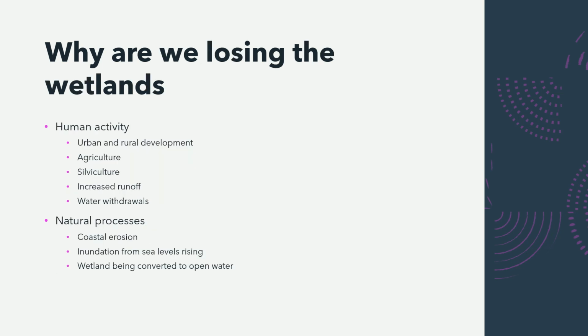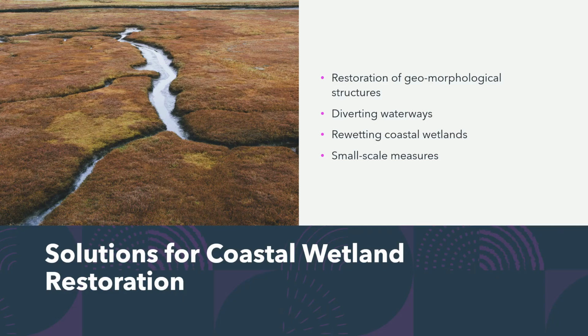Why are we losing the wetlands? The first reason is due to human activity, through the use of urban and rural development, agriculture, silviculture, increased runoff into waterways, and water withdrawals. The second way is through natural processes, such as coastal erosion, inundation from sea level rising, and wetlands being converted to open water. On the next 4 slides, I'm going to talk about the solutions for coastal wetland restoration.